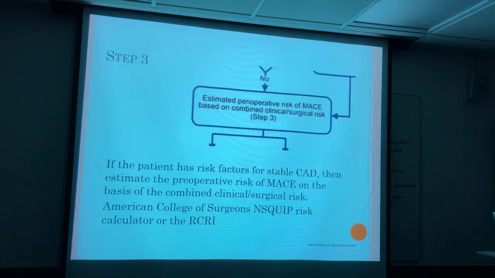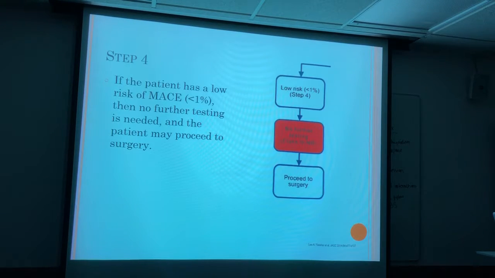If no, then you estimate the perioperative risk for a major adverse cardiac event based on the patient's medical history. If the patient has stable risk factors and an appropriate METs, then they're okay for surgery. This is where your risk indices are going to come into play. So if a patient has low risk, then no further testing is needed. You can go straight to surgery.